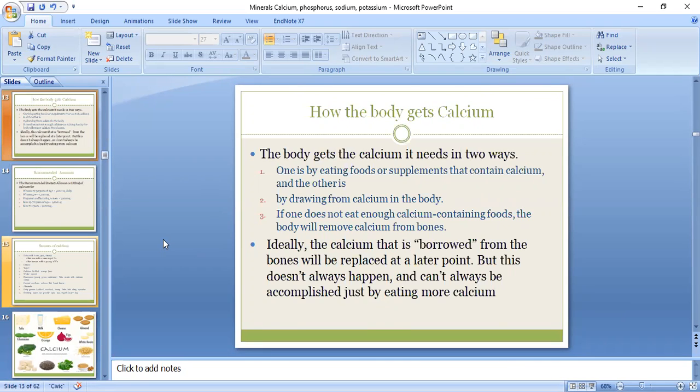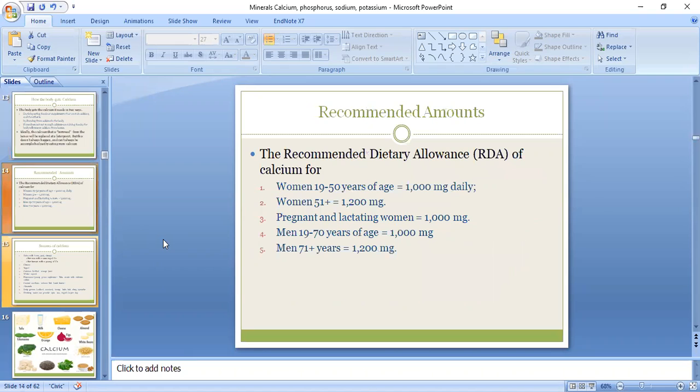The body gets the calcium it needs in two ways. One is by eating foods or supplements that contain calcium, and the other is by drawing calcium from the body, like the bones. If one does not eat enough calcium-containing foods, the body will remove calcium from the bones. Ideally, the calcium that is borrowed from the bones will be replaced at a later point, but this does not always happen, and it can't always be accomplished just by eating more calcium.